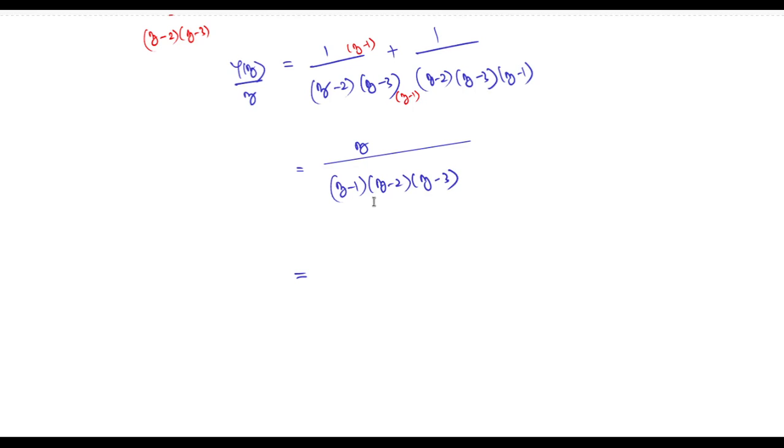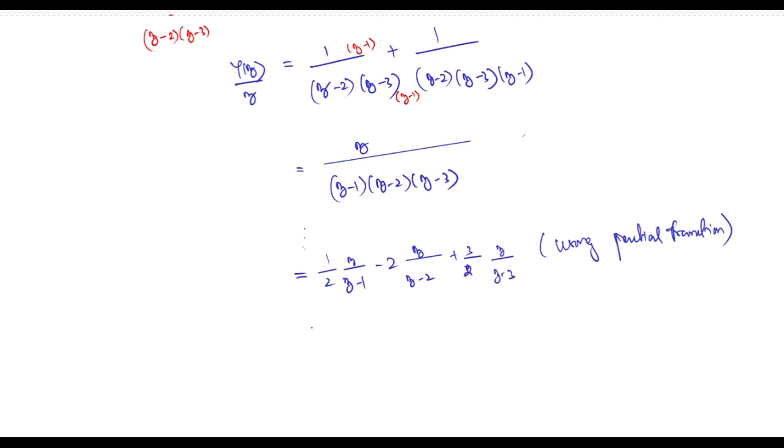Using partial fractions, which you already learned in Z transformation, it's just a small algebraic computation. So we can write this as 1 by 2 times Z by Z minus 1, minus 2 times Z by Z minus 2, plus 3 by 2 times Z by Z minus 3, which is my Y(Z) divided by Z.